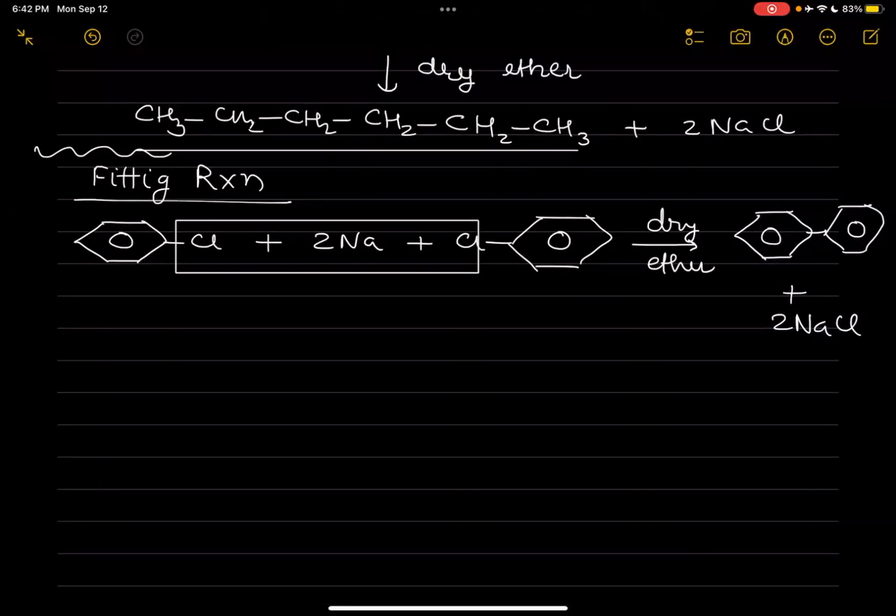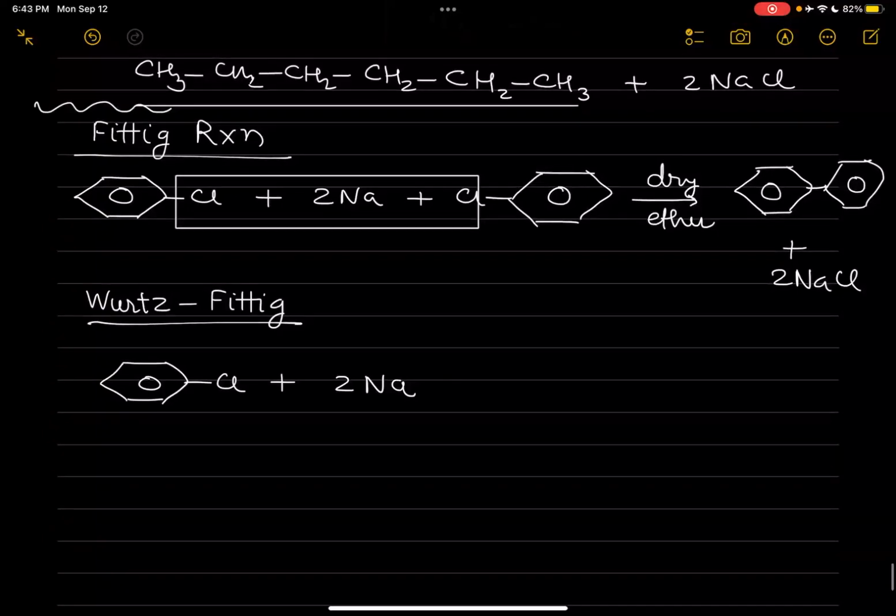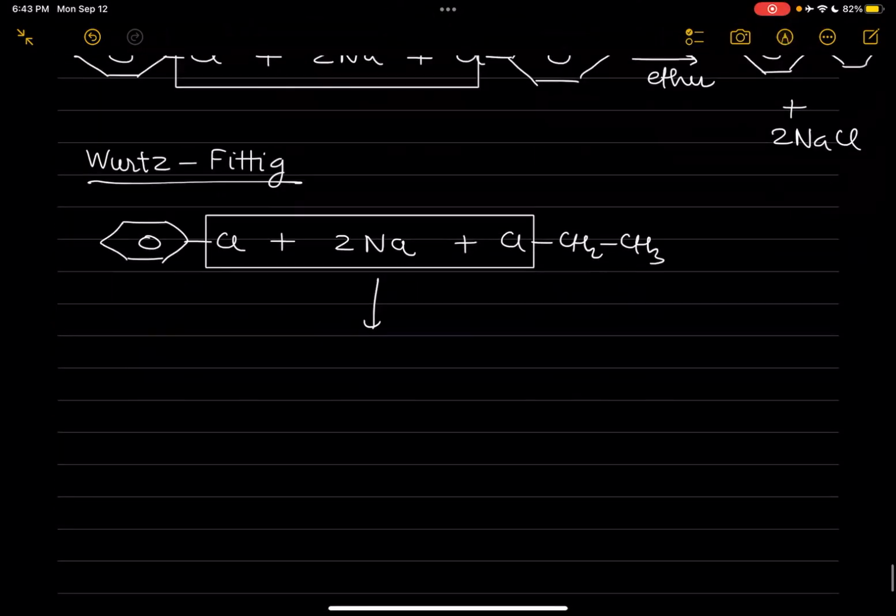And with Wood's Fittig, you can take one benzene, chlorobenzene, and you can take sodium. Suppose the question is not given with 2 sodium, still you can do it. Don't think that somebody will give you an equation which is completely balanced. If someone writes sodium ether, you should do it. I'm just writing it in a completely balanced manner. So this is going to be Wood's Fittig because this is an aromatic halide and this is an alkyl halide.